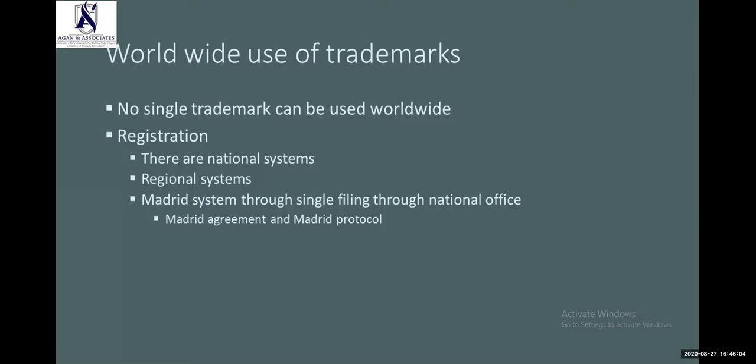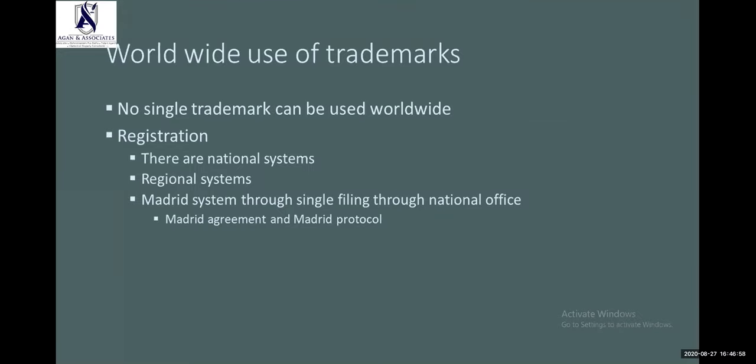Now, to explain what is usually referred to as a single filing system, which can confuse students to mean that there is a worldwide registration through WIPO: there is a single filing system under the Madrid system. And the Madrid system here comes in two ways. It comes by way of single filing using the Madrid Agreement, which is administered by WIPO, or the Madrid Protocol. Now, what is the difference? Here I'm deviating, but just to make you understand, because the details have not been provided in the modules.